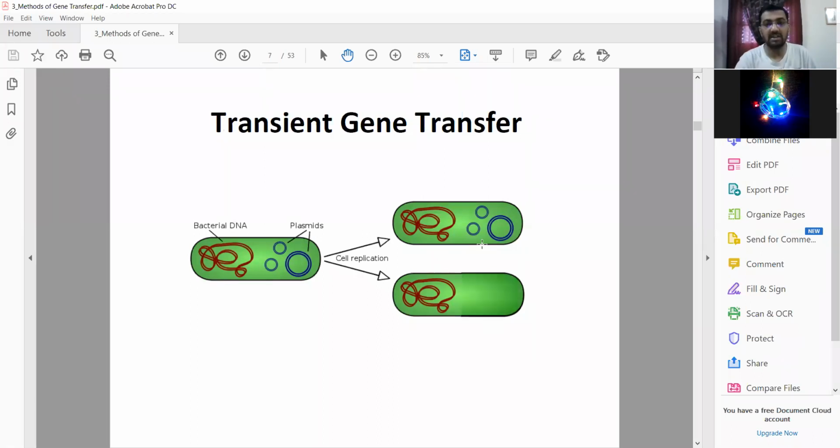Another third condition is transient gene expression, in which the plasmid is not replicated independently and autonomously, and the two daughter cells don't have the same type of genetic material, nuclear or episomal DNA. So this type of gene transfer is transient expression of the transgene, and you will not have long-lasting effects.